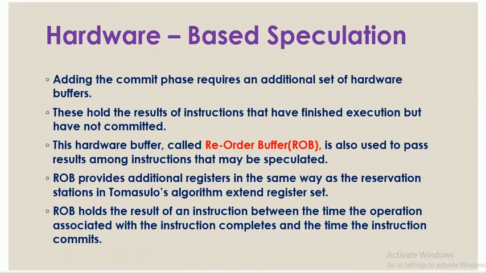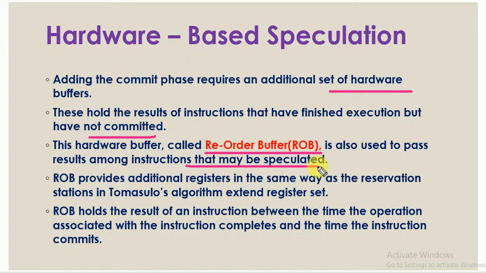Now adding the commit phase requires an additional set of hardware, which is always an additional cost. This holds the results of instructions that have finished execution but have not committed. So using that hardware we will have the reordering of the instructions that are to be committed. This hardware buffer is usually called the reorder buffer, or ROB. It is also used to pass results among instructions that may be speculated.